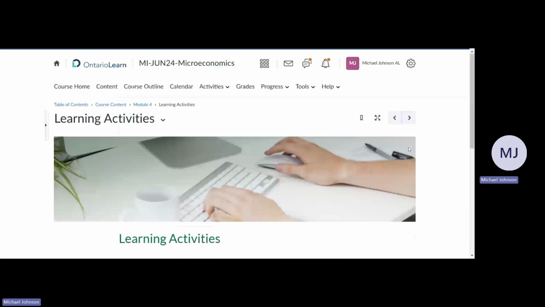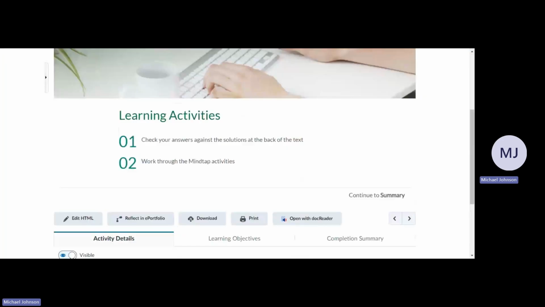I recommend you do the textbook activities. That's highly recommended to be successful. Work through the MindTap activities. That's key because there's a lot of practice in the textbook and MindTap activities that you can do to be successful in the course. So I recommend doing as much practice as possible in the textbook and MindTap.